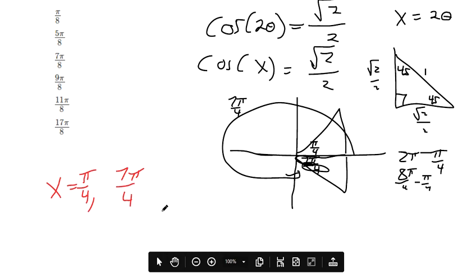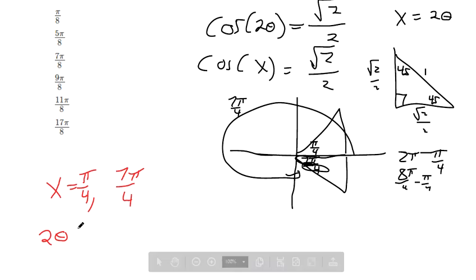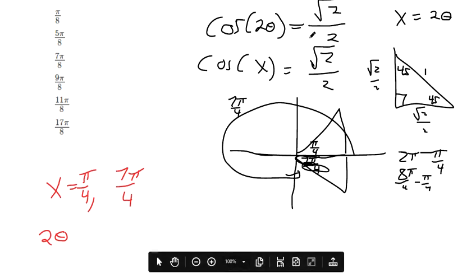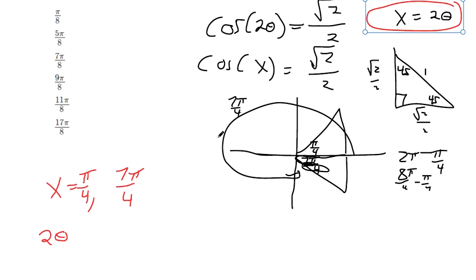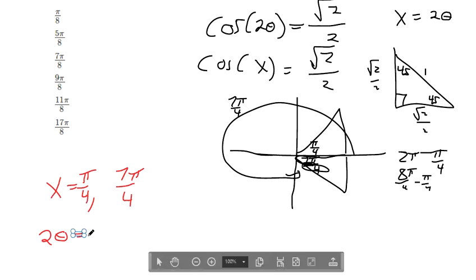Now that's what x is. That's not what theta equals, right? X is equal to 2 theta, I should have said. X is equal to 2 theta. So we need to plug 2 theta back in, and then we can solve these smaller equations.